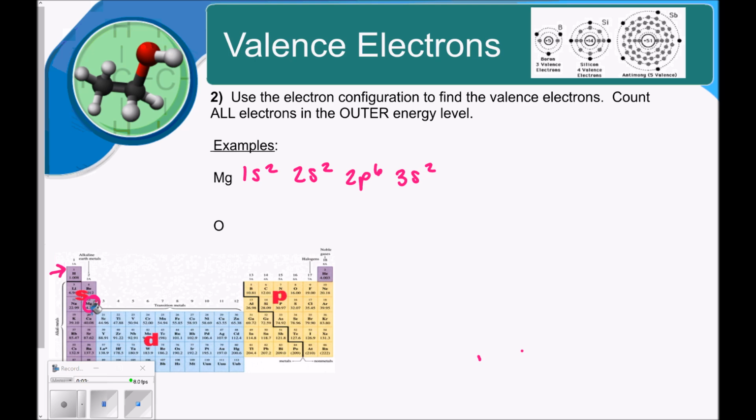Oxygen, I'm going to go ahead and write its electron configuration. So oxygen is located right here. Again, I'm going to start at hydrogen and write 1s2, 2s2, and 2p4. Okay, so to figure out how many valence electrons there are, we're going to look in the outer energy level. Remember, this number is the energy level. The number of electrons in that energy level is the coefficient. So in magnesium, we have 2 valence electrons, and in oxygen, we have to add together the exponents, and so we have 6 valence electrons.